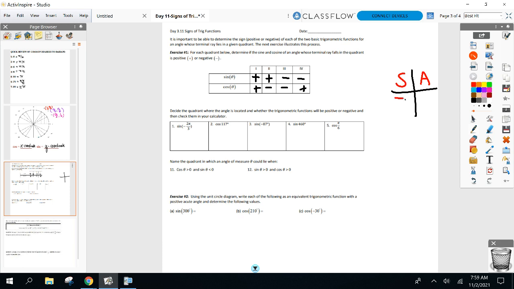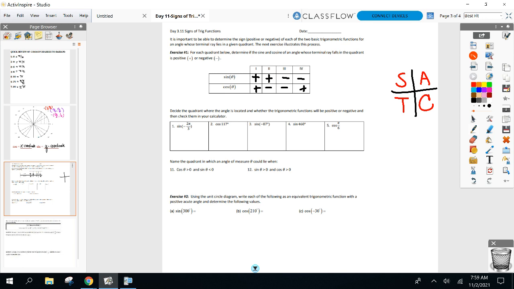T in the third quadrant. C in the fourth. Ready? All students take classes. That's how I remember what goes there. All students take classes. Now, what do these letters mean?